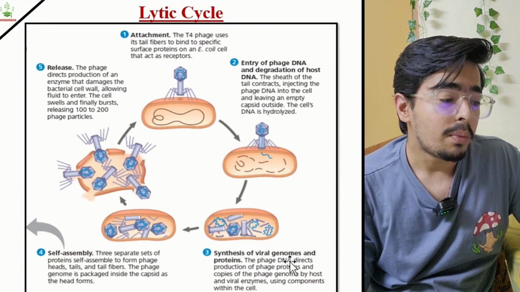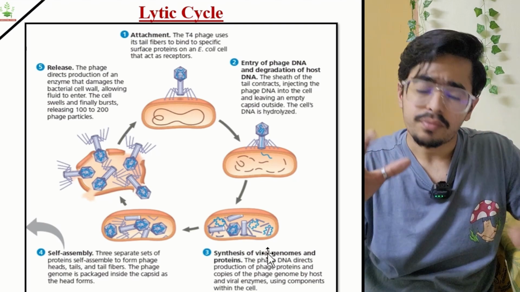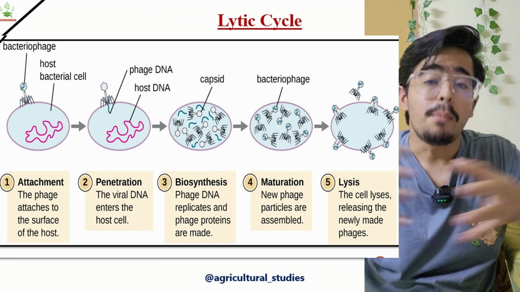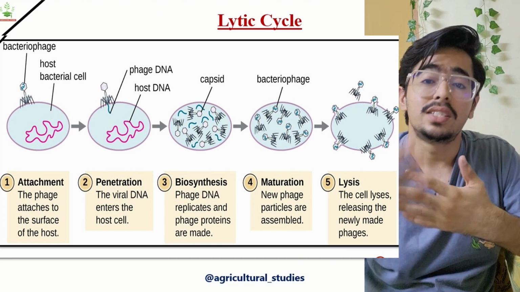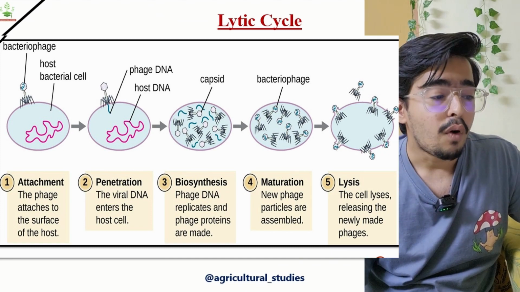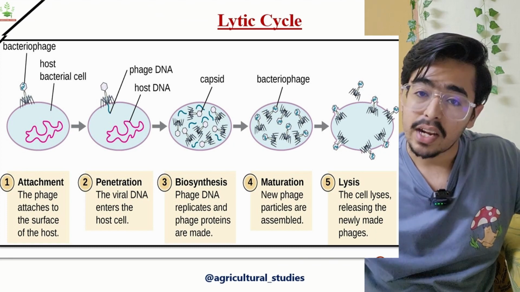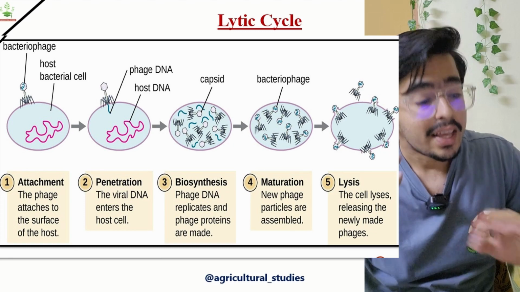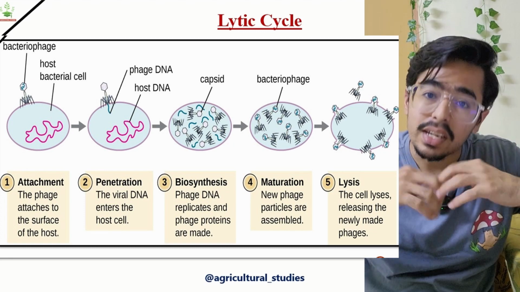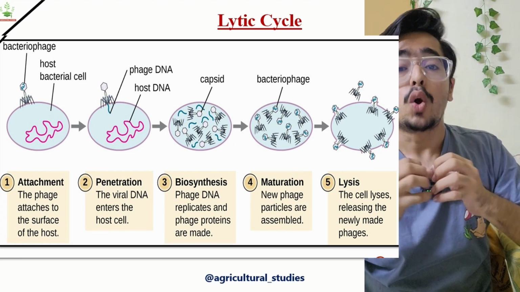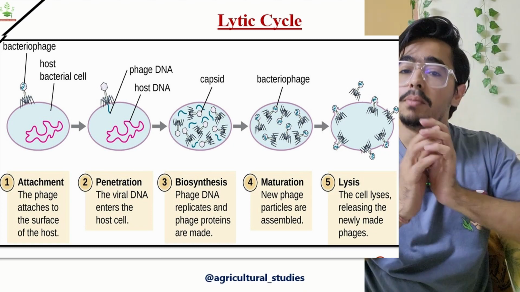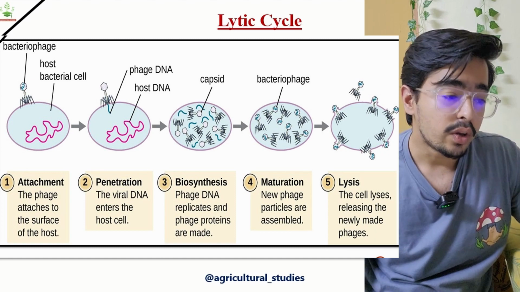Synthesis of viral genome and proteins. Various parts of the virus are made and assembled, and new viruses are formed. When the new viruses have matured and are completely synthesized, they get released from the cell by collapsing the cell. So we can say there is lysis. Lysis means the complete destroying of the cell.